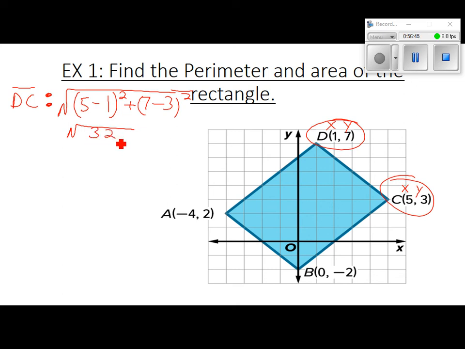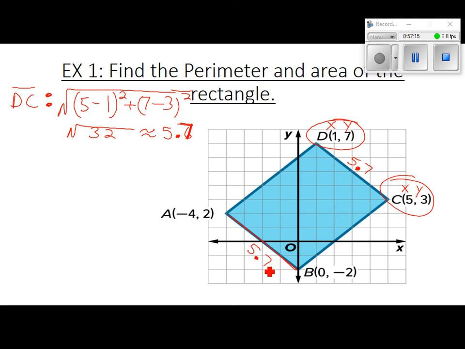I think I got the square root of 32. Am I right? And that comes out to be what? 5.6. Is that right? Or does it round up? 5.65, so 5.7. So how long is this side right here in this rectangle? 5.7. How long is this side over here? 5.7. Do we have to go through and do the distance formula for it? No, they told us it was a rectangle.